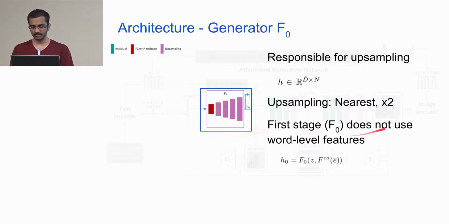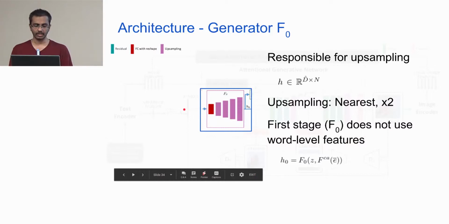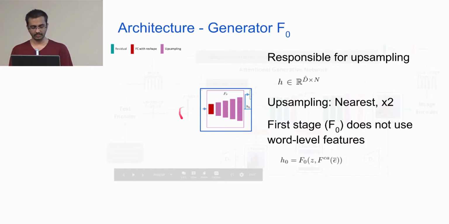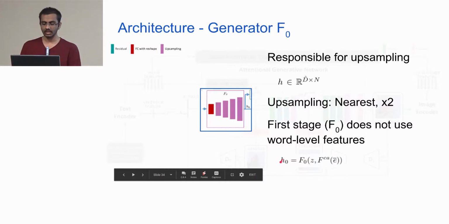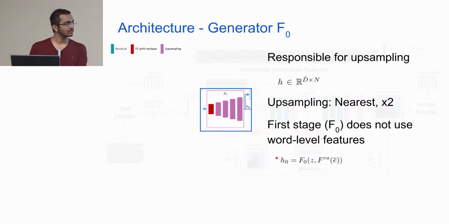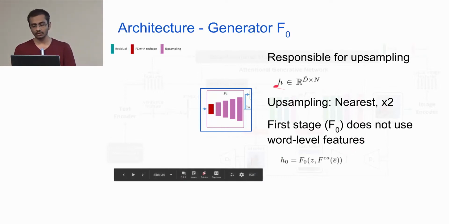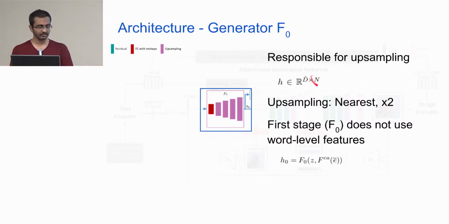So this first stage does not actually use any word-level features. The word-level features that we extracted over here are not used. In this first stage, we just want to use the sentence-level features, which is what we give as input to this F0 network. So is this a vector, or an array, or an image output? Okay, this is supposed to be a 3D volume. They reshape it to have this final N for the subregion so that you can process it more effectively in the attention part. They do reshape it for the conv layer.